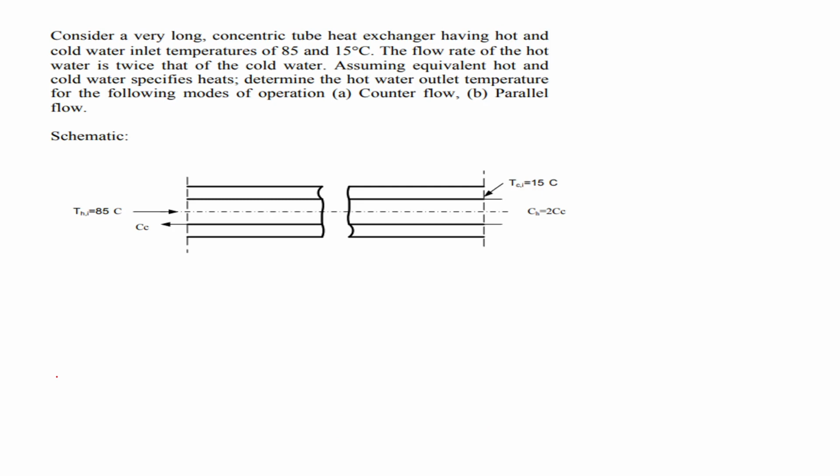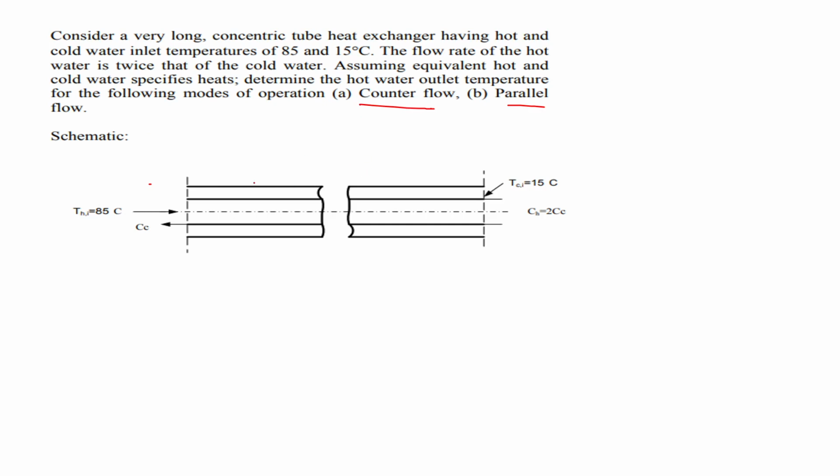Consider a very long concentric tube heat exchanger having hot and cold water inlet temperatures of 85 and 15 degrees Celsius. The flow rate of the hot water is twice that of the cold water. Assuming equivalent hot and cold water specific heats, determine the hot water outlet temperature for the following modes. So you have to find the outlet temperature of the heat exchanger with the counterflow as well as the parallel flow.